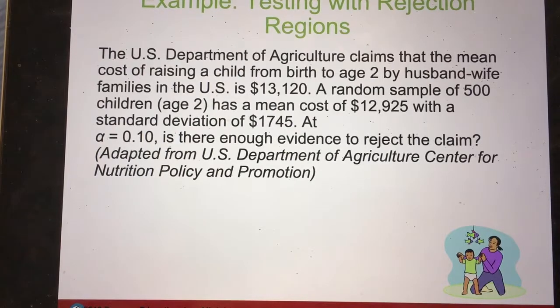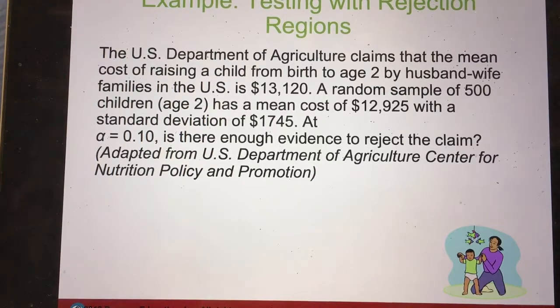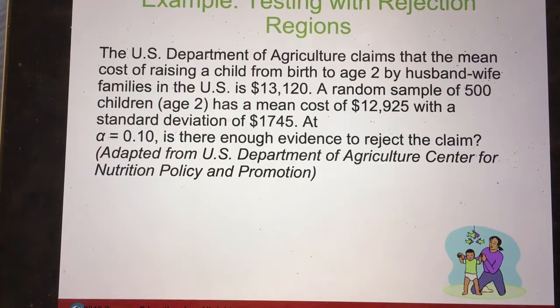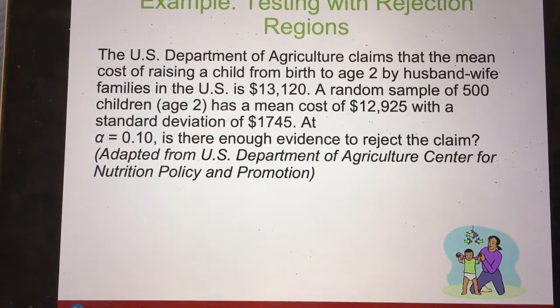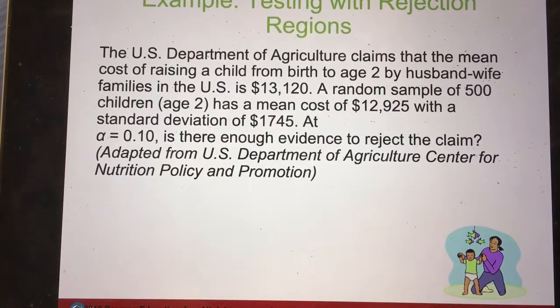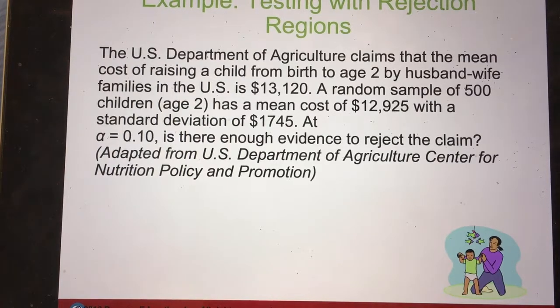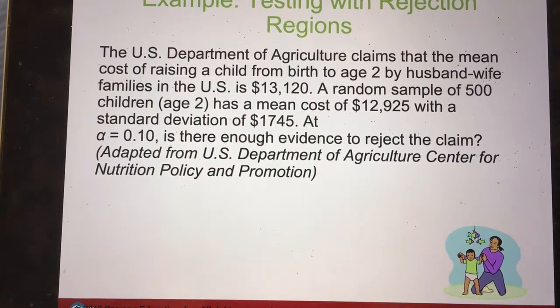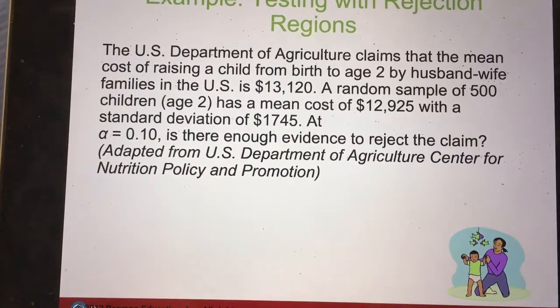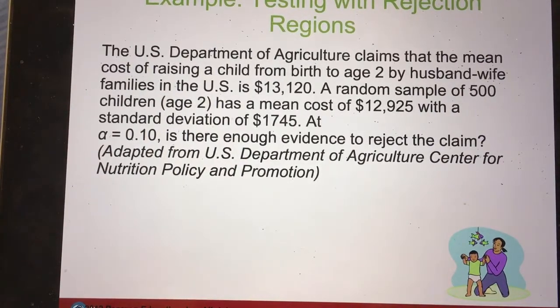The U.S. Department of Agriculture claims that the mean cost of raising a child from birth to age 2 by husband-wife families in the U.S. is $13,120. Okay, to age 2, that's expensive. A random sample of 500 children aged 2 has a mean cost of $12,925 with a standard deviation of 1,745. At alpha 0.10, is there enough evidence to reject the claim?